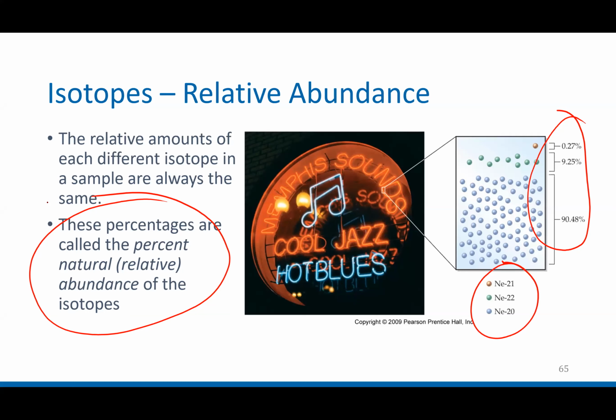And these relative abundances we will use today, if I have time, I think I will, to calculate a very important number in chemistry called the atomic mass. And the atomic mass is not the mass number.